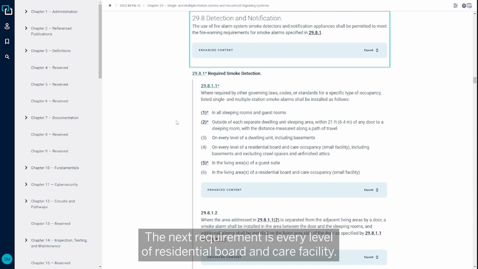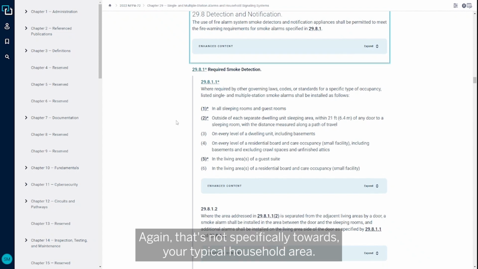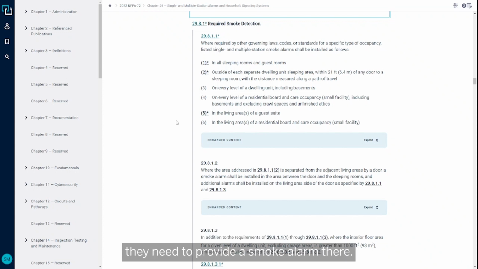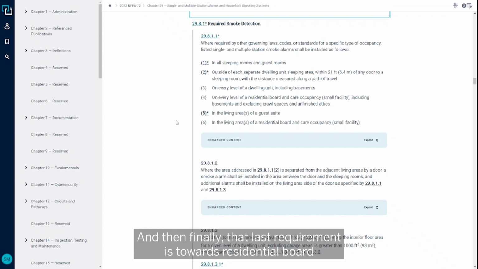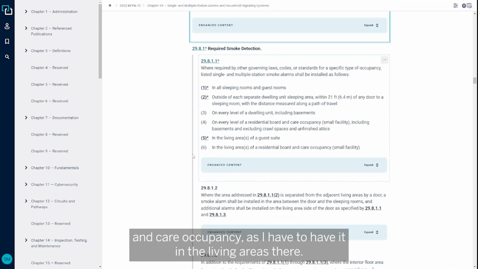The next requirement is every level of residential board and care facility. Again, that's not specifically towards your typical household area. And then in any living areas of a guest suite. So if the house has any sort of guest suites or anything like that, then I need to provide a smoke alarm there. And then finally, that last requirement is towards residential board and care occupancies, I have to have them in the living areas there.